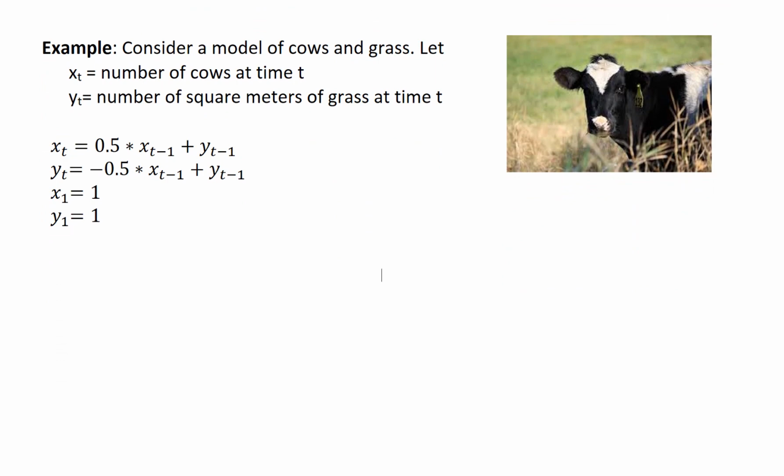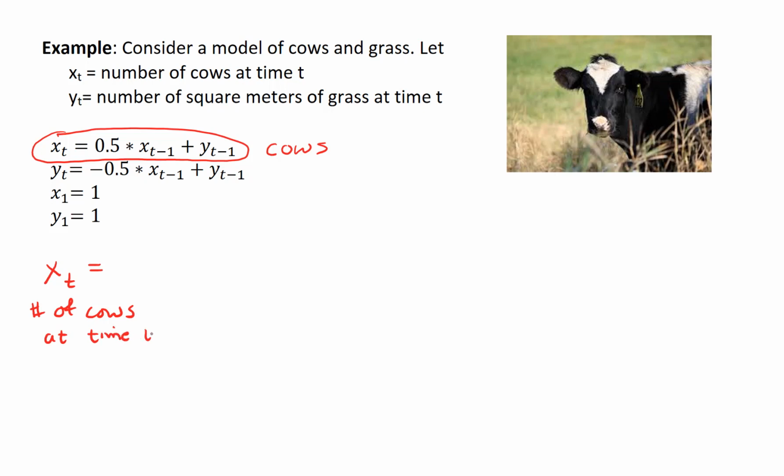Okay, so first of all, let's look at our cows equation. What this is saying, x sub t, represents the number of cows at time t. Or if you want to just shorthand it, x and y. This is really the number of current x's. So it's our current state of the system for x.